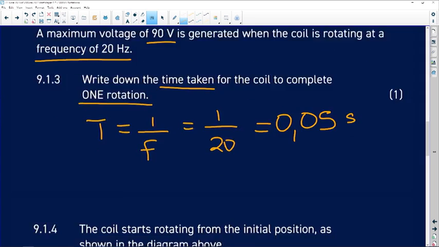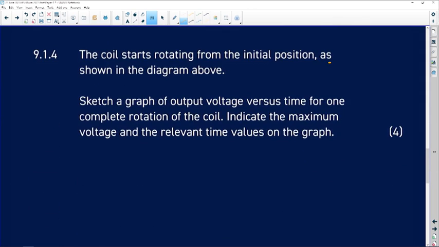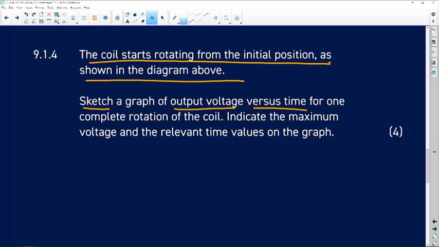Let's move to the next question, which is 9.1.4. The statement says that the coil starts rotating from the initial position as shown in the diagram above. We have seen our diagram. We are asked to sketch a graph of output voltage versus time for one complete rotation of the coil. We're supposed to indicate the maximum voltage and the relevant time values on the graph.